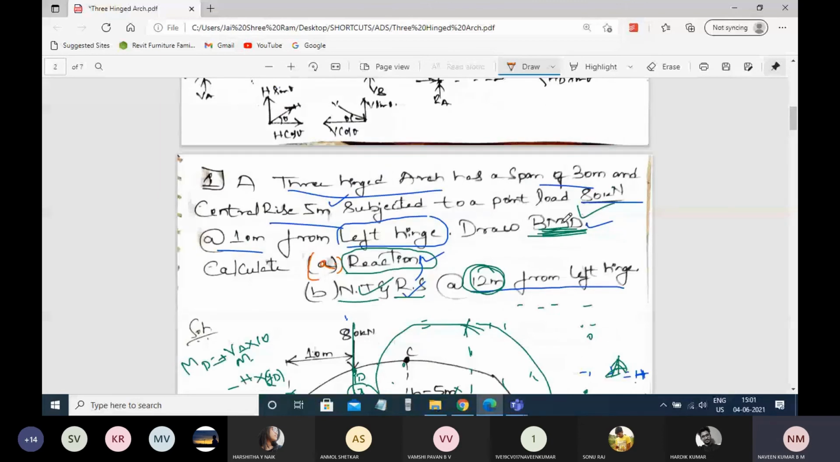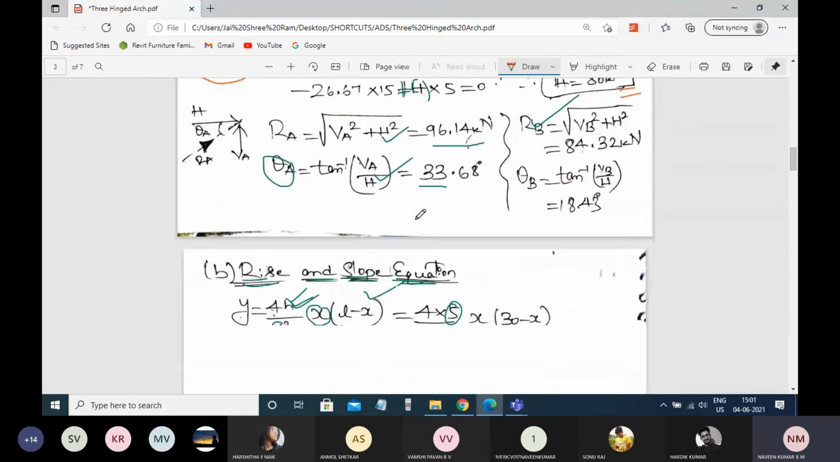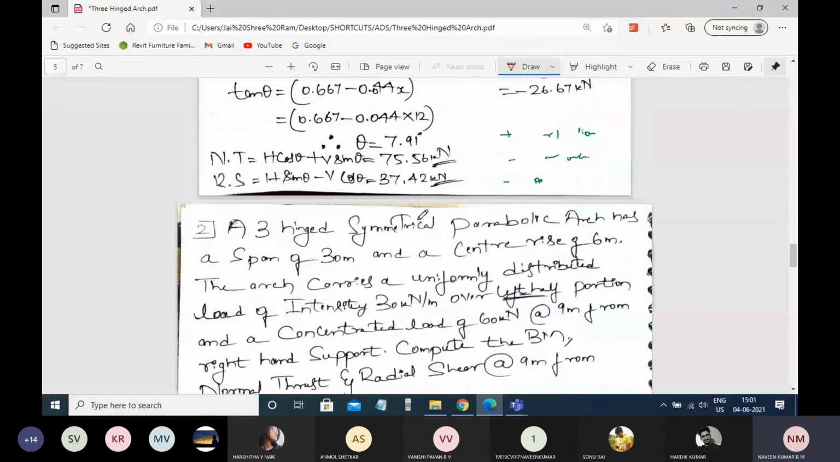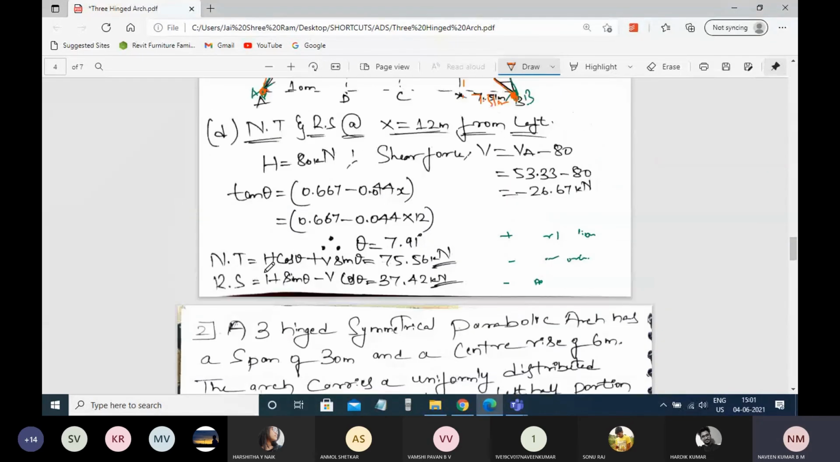So one more aim or the goal, you can say. BMD we have completed. So next, move on to find NT as well as RS at a distance of 12 meter. Okay, it is very easy if you just remember the equation. So the equation is something like this. The normal thrust is denoted in short as NT. Don't denote it as NT; try to denote it as normal thrust and radial shear.